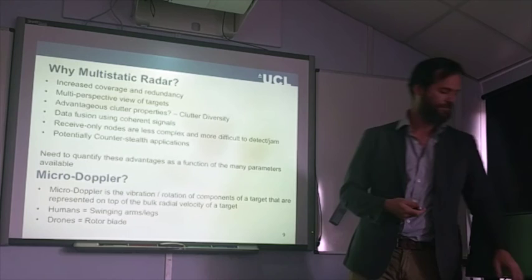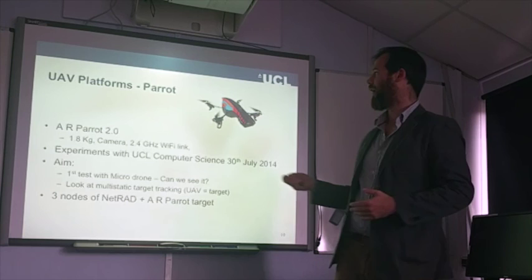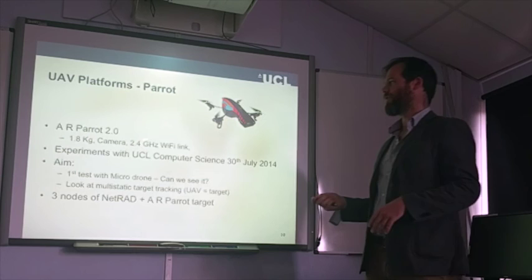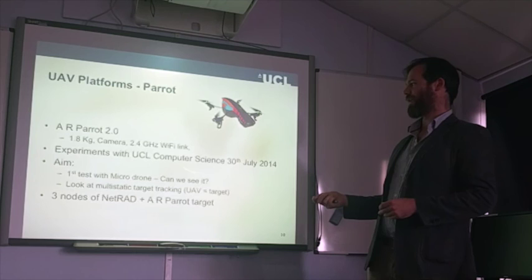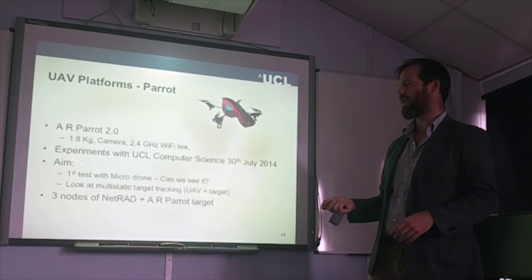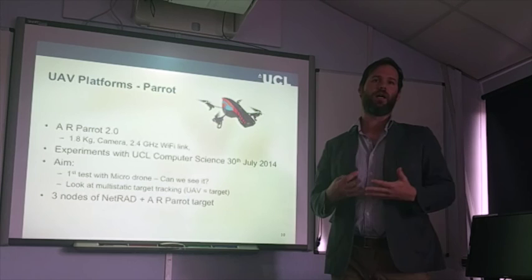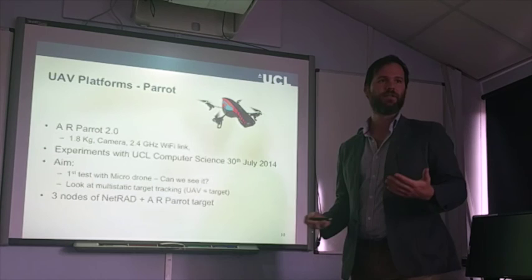Platforms that we looked at initially, the first one was this AR Parrot drone. 1.8 kilograms, has a camera on it, and it uses a 2.4 gigahertz Wi-Fi link to control it, as well as stream that video. We started with computer science, because it was actually their platform, we borrowed it to do an experiment. Our first aim was to just see if we can detect it, what it looks like. It's mostly plastic, so it's going to be hard to detect, it won't have a large reflection. And then look at what the multi-static data brings to the table with this kind of target.